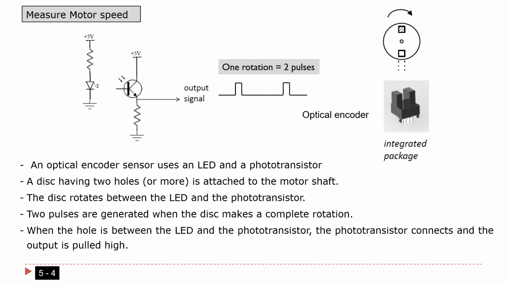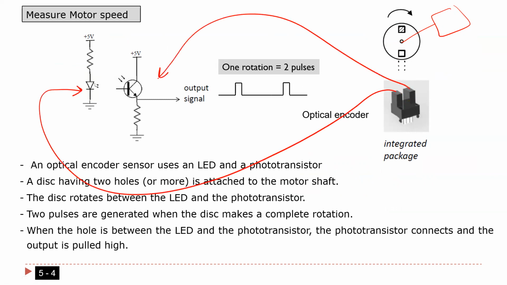Why do we sometimes need to measure time? I explained this one last time, guys, in the lecture. One way to measure the motor speed is to attach a disc like this one to the motor, so that when the motor rotates, this disc rotates between these two devices here. One device here is an LED. The other one is a phototransistor, as you see here.